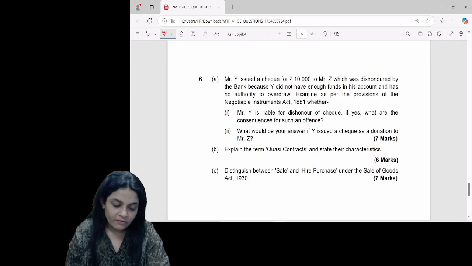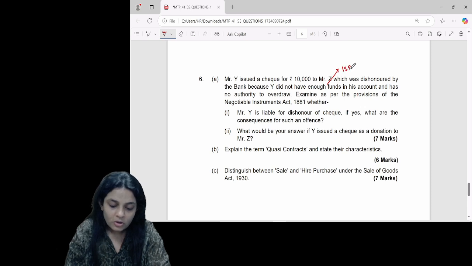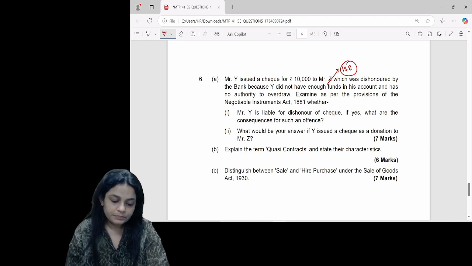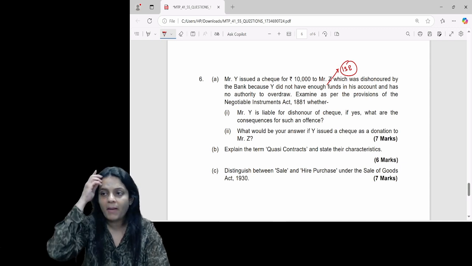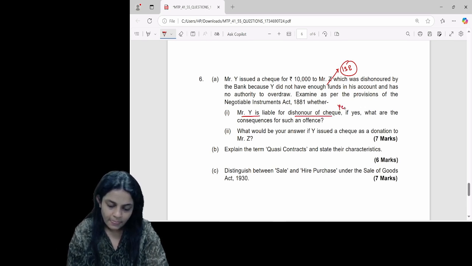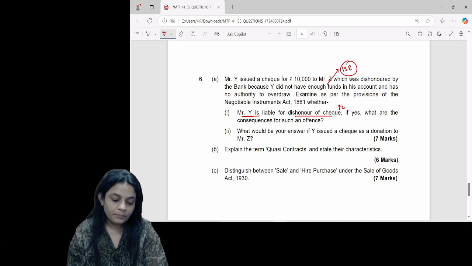Mr. M issued a check for 10,000 to Z, which was dishonored by the bank because Y did not have enough funds in his account. Dishonor of check due to insufficiency of funds, and he had no authority to overdraw. Overdraw means that sometimes you don't have balance in your account, but the bank lets you overdraw and you will pay the bank later. Examined as per the provisions of the Negotiable Instruments Act, is Mr. Y liable for dishonor of check? Yes, he is liable. If yes, what are the consequences? Twice the amount of the check or up to 2 years or both. What would be your answer if he had issued the check as a donation?